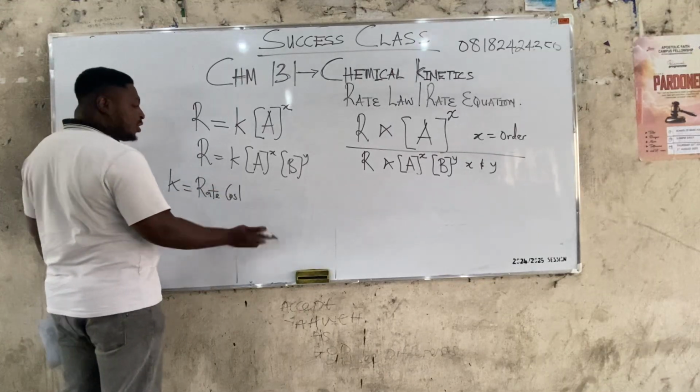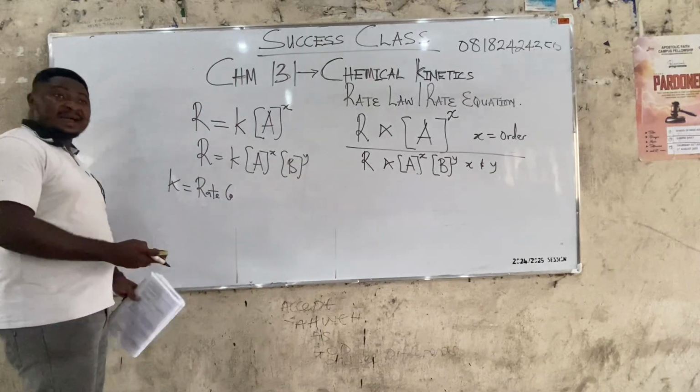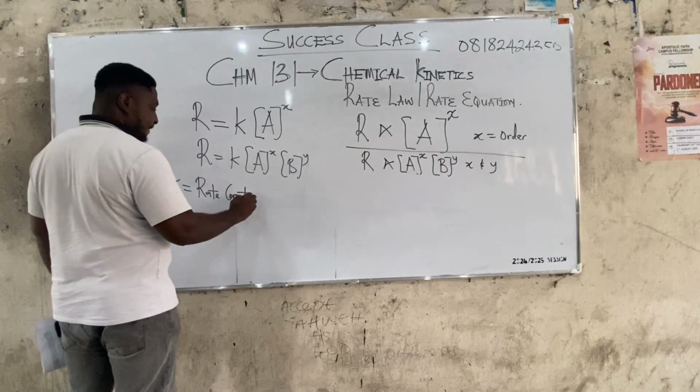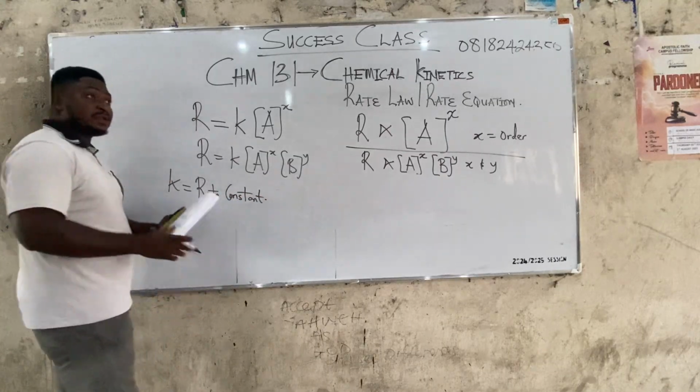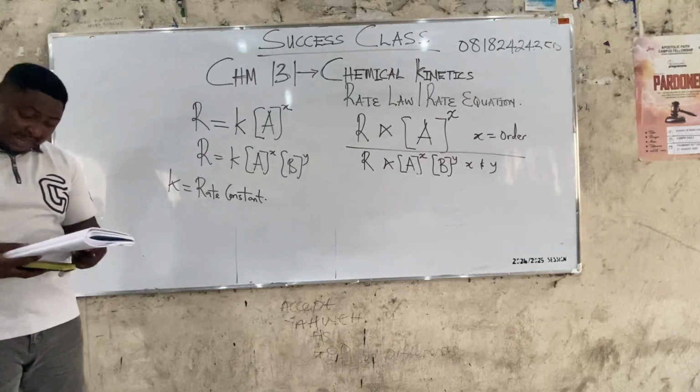So please do not confuse rate of the chemical reaction with rate constant. The rate of chemical reaction is R, rate constant is K. Rate of chemical reaction is R, rate constant is what? K. Are we together?